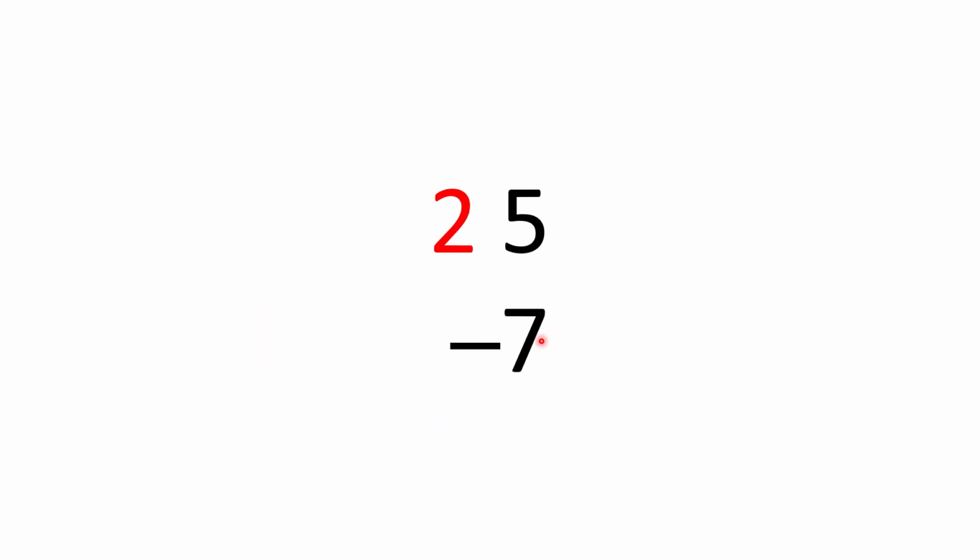25 minus 7. The child will read it as 2 tens, 5 units, 25; 0 tens or no tens, and 7 units, 7. Right? 2 tens and 5 units, 25, no tens or 0 tens, and 7 units, 7. Now we will subtract using the number line and the borrowing concept.